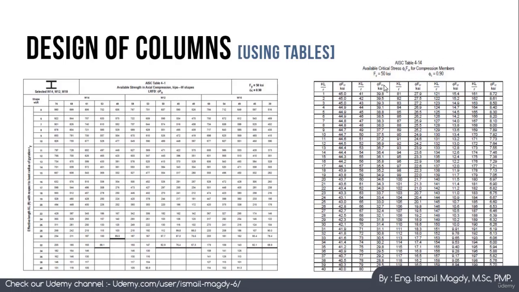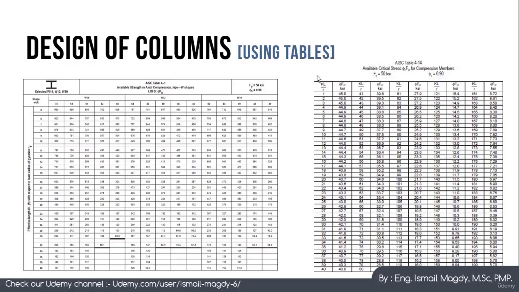Table 4.14 uses the slenderness ratio of any steel element, which is KL over r, for the case of Fy equals 50 ksi and phi equals 0.9, which are almost always the values given to you. We always use phi as 0.9, and Fy is almost 99% of the time given as 50 ksi. If it is given as a different value, of course, you will not be able to use this table. But as I'm saying, most of the time Fy equals 50 ksi.